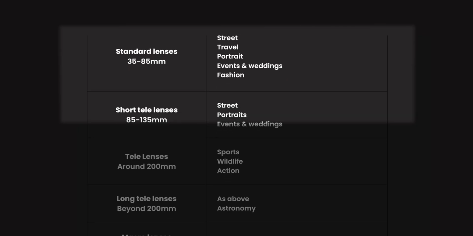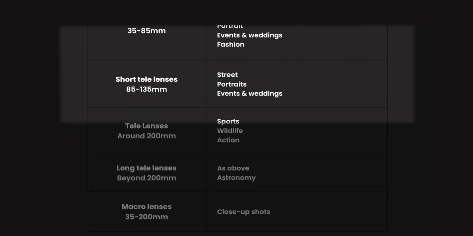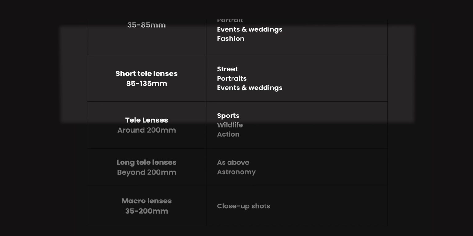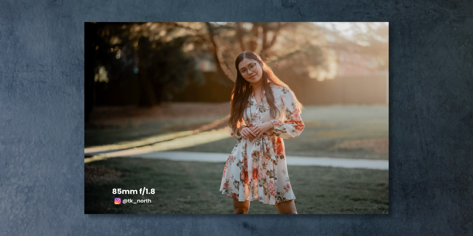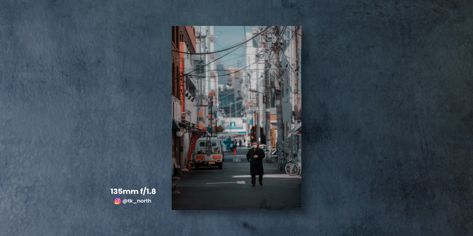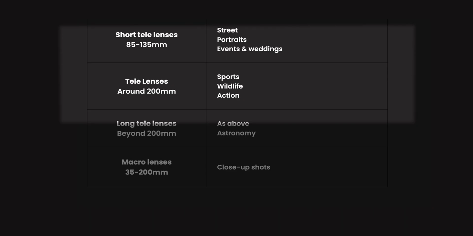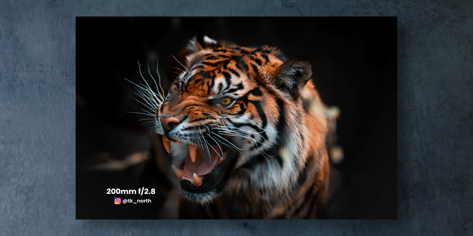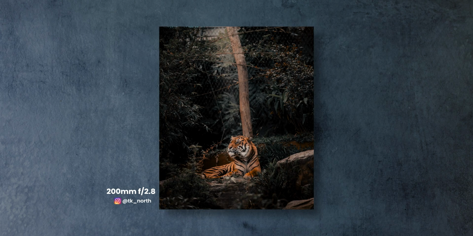If we move on a little bit more to our short tele lenses, that's anywhere from about 85 to 135mm. This is still pretty common for street and portraits, giving you a little bit more compression on those shots. And again, it's pretty common at things like events and weddings. Anything up and above over 200, you're looking more at sports, wildlife, and action. Anything longer than that, again, we continue to look at those same things, and even things like astronomy.